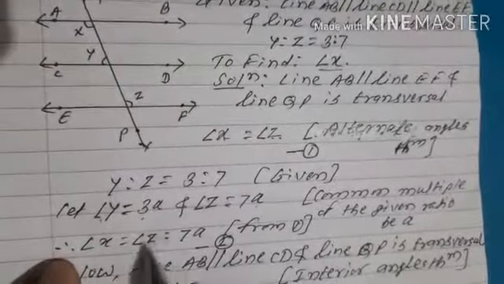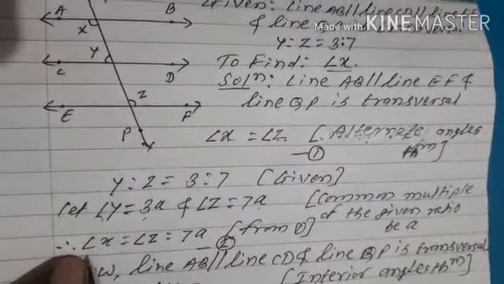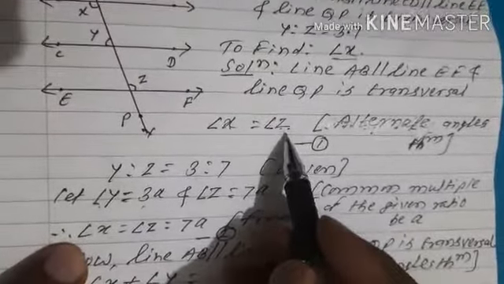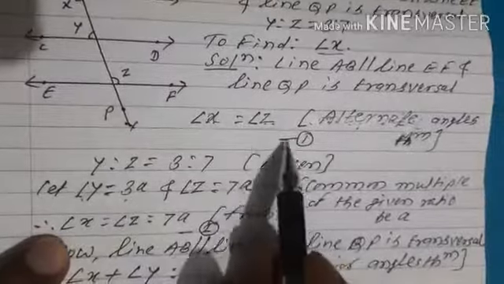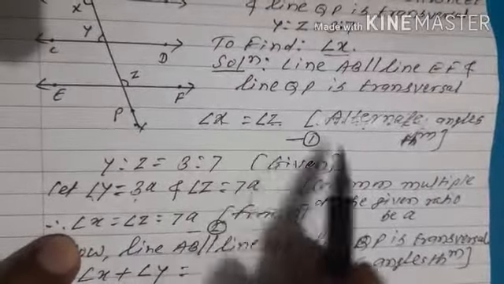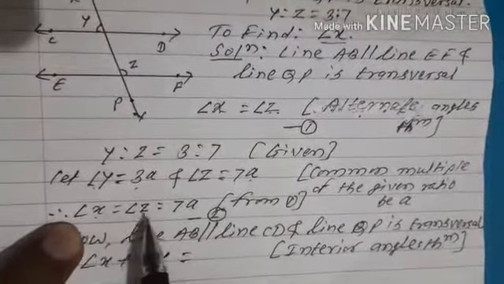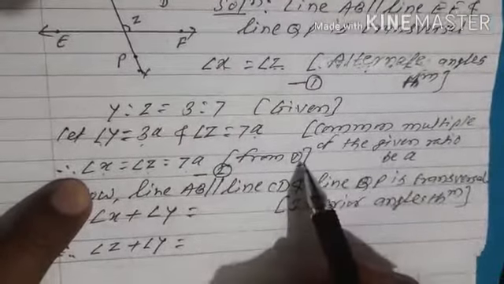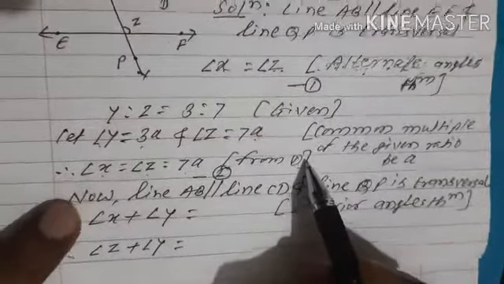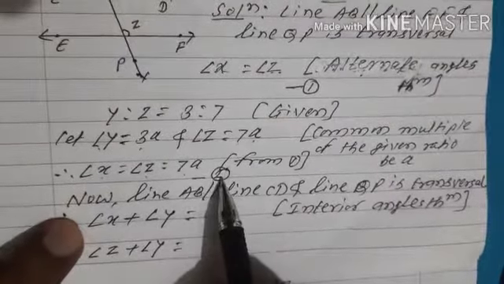Now therefore you also write angle x is equal to angle z. Here the measure of angle z is equal to 7a. From first, x is equal to z, the measure of angle x is equal to the measure of angle z, which is equal to 7a from first. You write the equation 2.